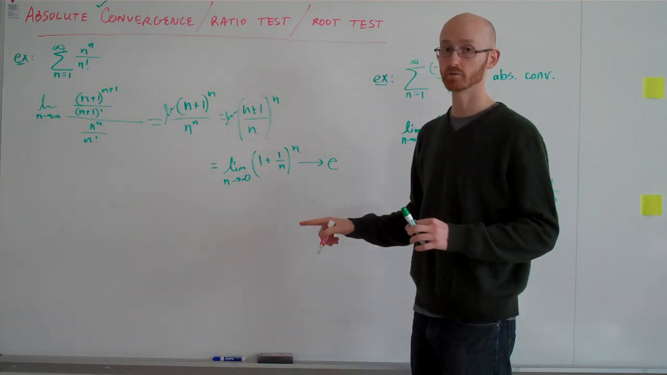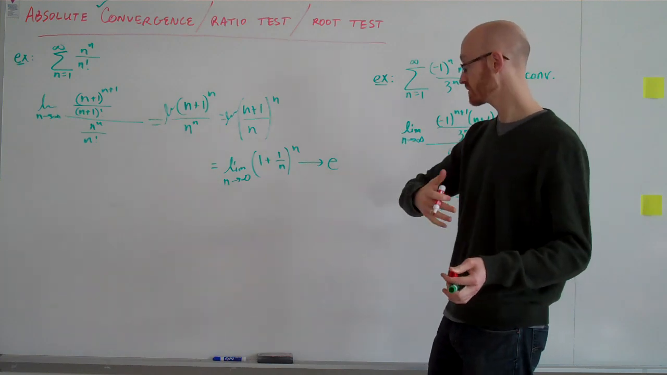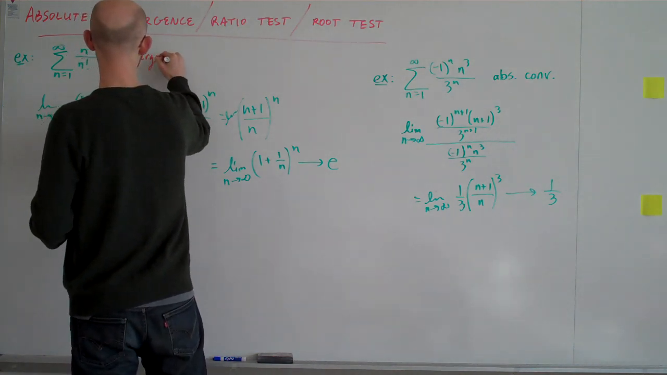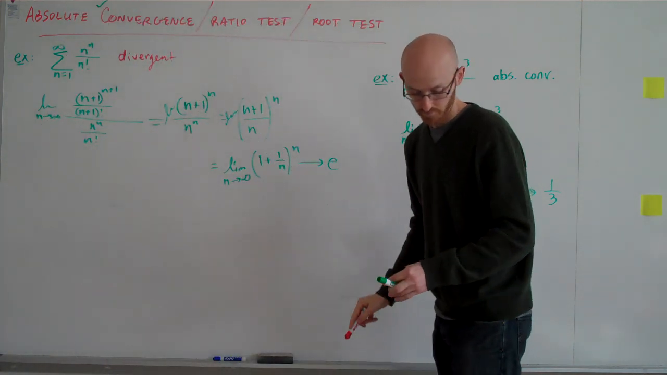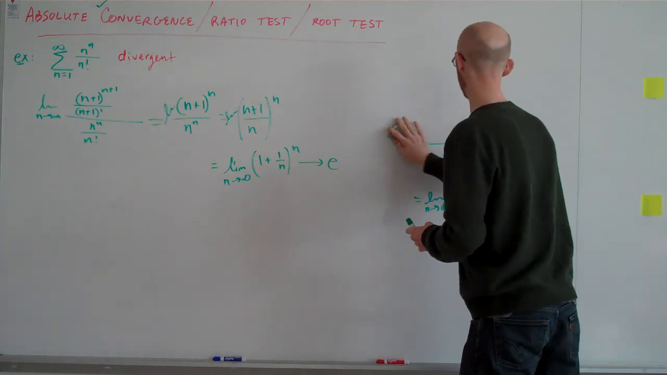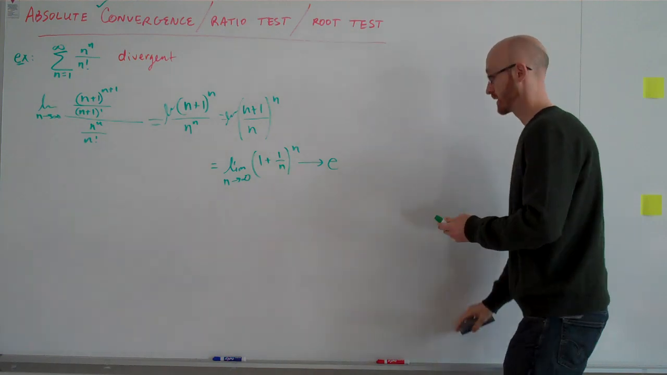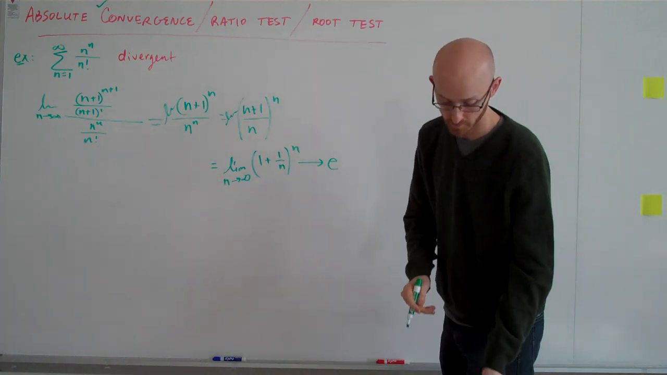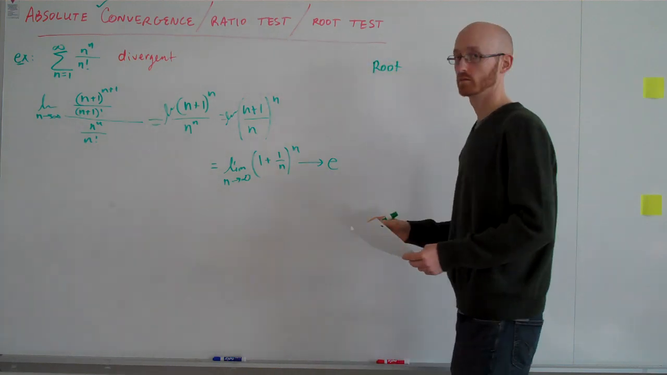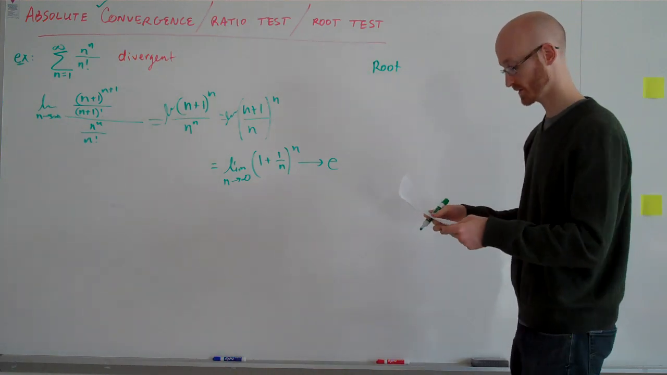But if that goes to e, and remember e is 2.7-ish, then that thing is going to be greater than 1, in which case this guy is divergent. That would be per the second condition of the ratio test. And like I said, the basic deal with the ratio test is it's taking the series and viewing it through the lens of a geometric series.